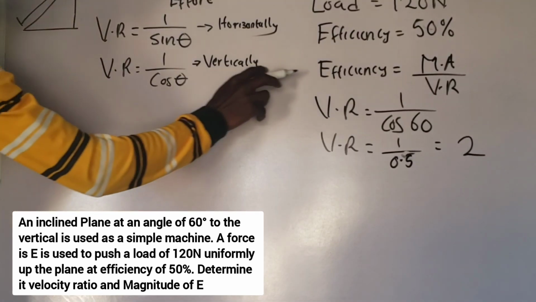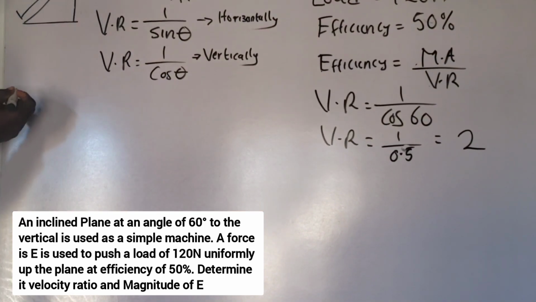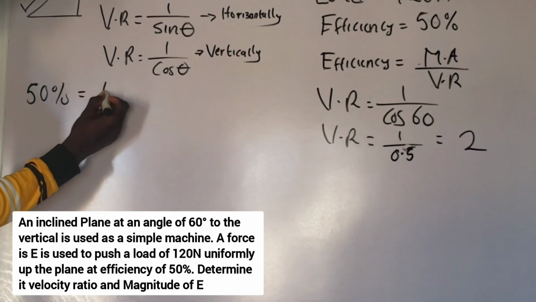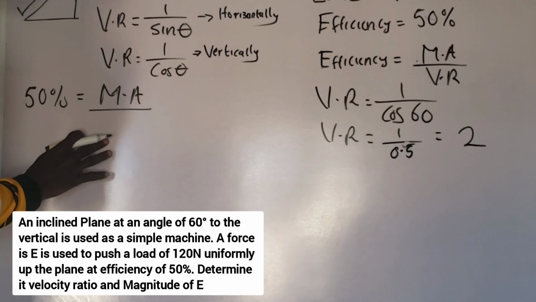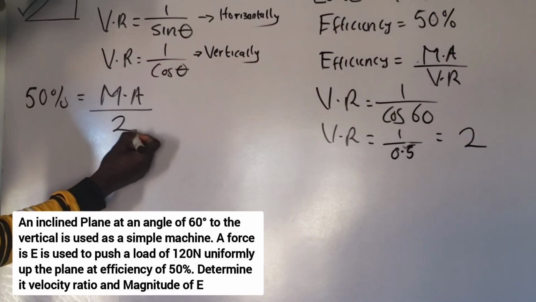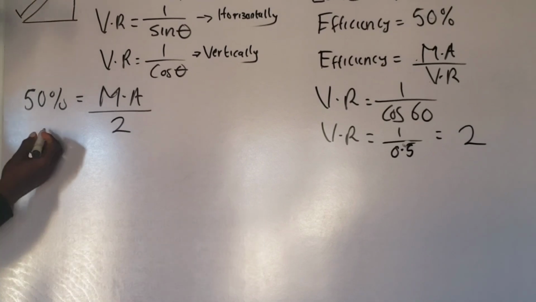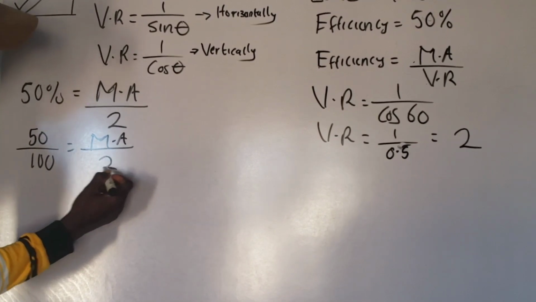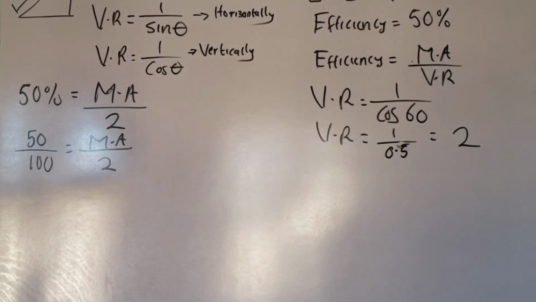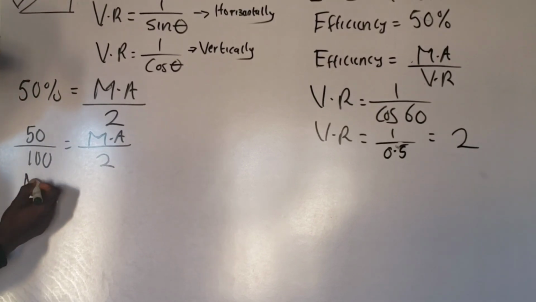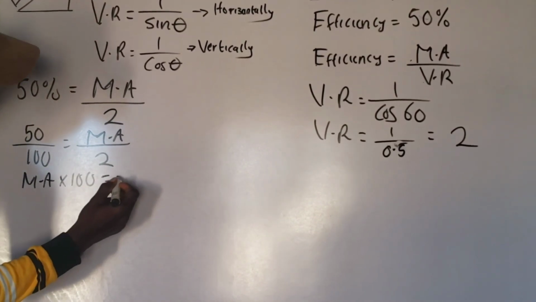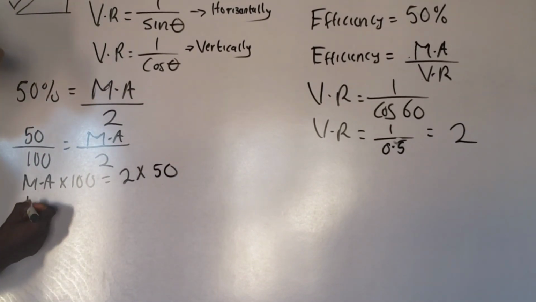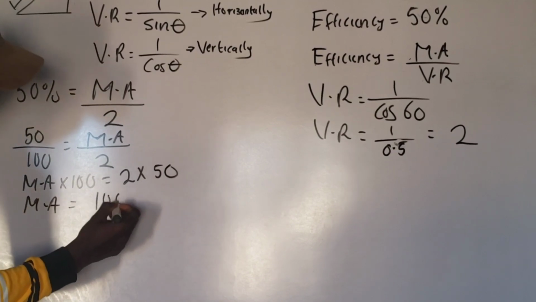Now, let us proceed. Don't forget that efficiency is mechanical advantage all over velocity ratio. And the efficiency that we are given in the question is what? 50%. So 50% equals mechanical advantage all over velocity ratio. Velocity ratio is 2. So 50% all over 2. 50% is what? 50 over 100. So I'm going to have 50 all over 100 equals mechanical advantage all over 2. Okay. Now take the cross product, that is, we cross multiply. So I have mechanical advantage multiplied by 100 equals 2 multiplied by 50. Okay. So mechanical advantage equals 100 all over 100.